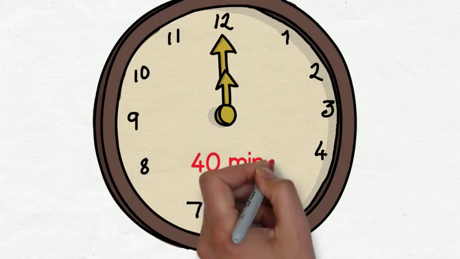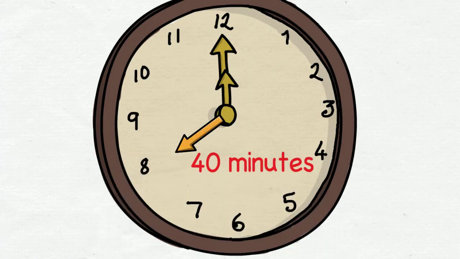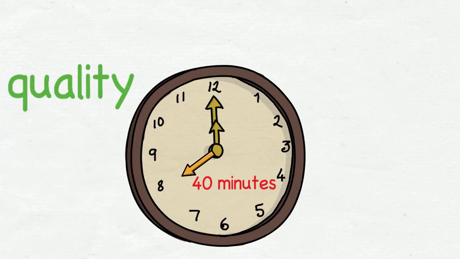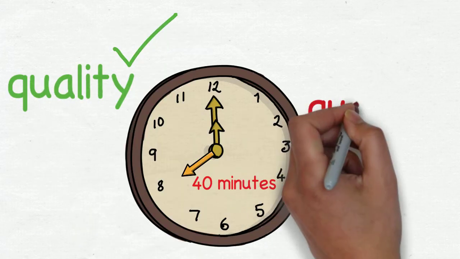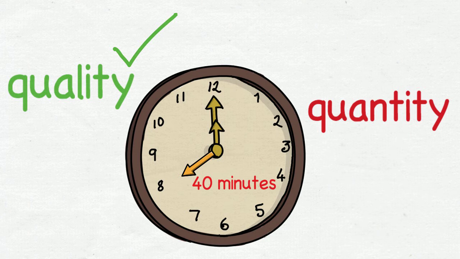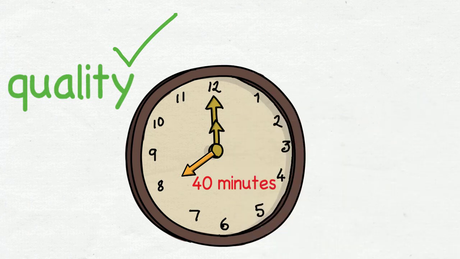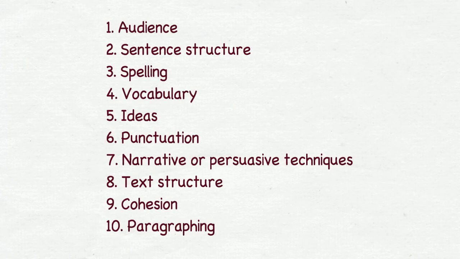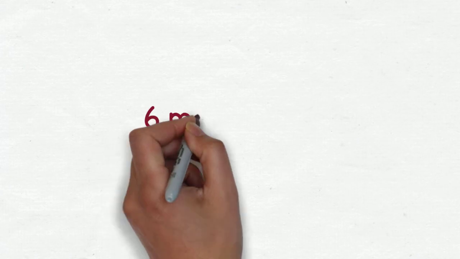The students only have 40 minutes to write their piece, which isn't very long. So they should spend that time focusing on the quality of their writing and not the quantity. There are no marks given just for writing a lot. So what do they get marks for? Well, there are 10 marking criteria, and each of them is weighted a little differently.